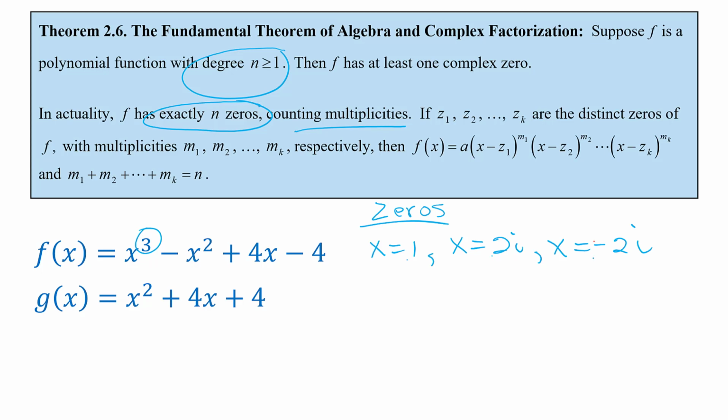For g of x, to find the zeros here, if we set g of x equal to 0, we have x plus 2 squared equals 0. So we have 1 zero of x equals negative 2, but note that that zero has a multiplicity of 2, and so if we're counting multiplicities, we count x equals negative 2 as being a zero 2 times, so we do have 2 zeros here.